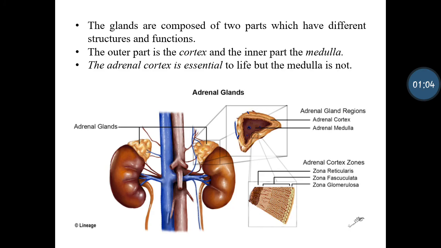The adrenal glands are composed of two parts with different structures and functions. The outer part is the cortex and the inner part is the medulla. The adrenal cortex is essential to life, but the medulla is not. This is an image of the adrenal glands presenting their location as well as the layers present on the adrenal gland.